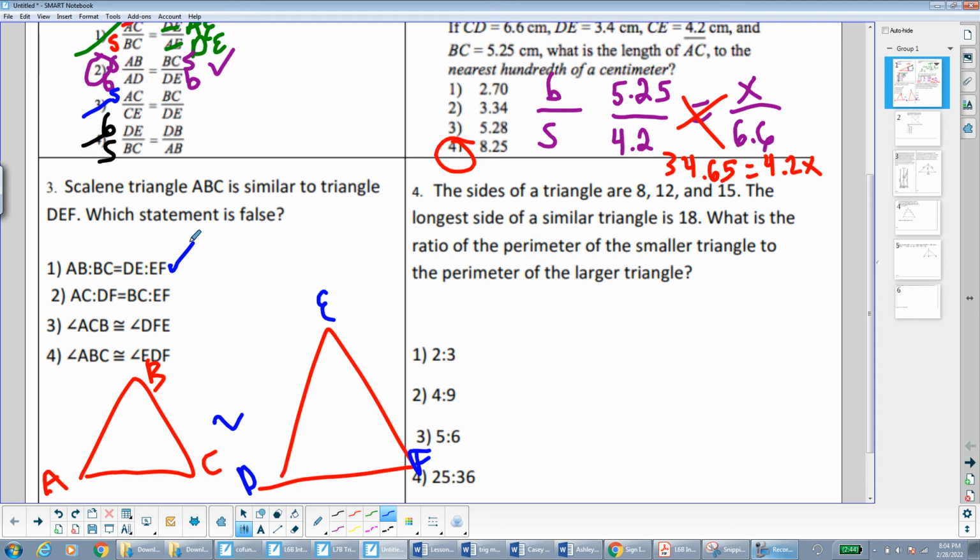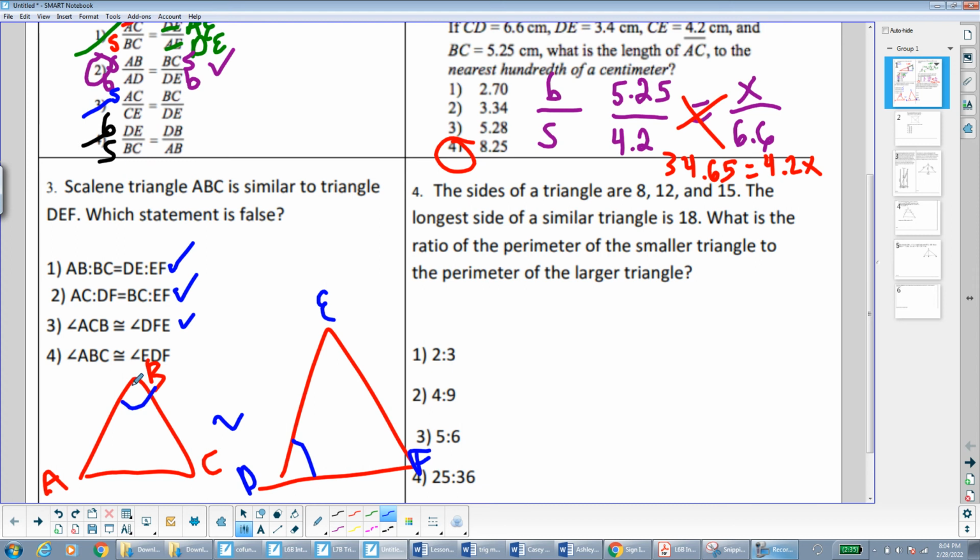2. AC, that's from this triangle over here, and DF, that is the corresponding side to AC from the other triangle, so that's good so far. Here we should have another side from the left-hand triangle and the corresponding side to it from the right-hand triangle. So we have BC, and that does correspond to EF, so that's all good as well. 3. Angle ACB, so that's this angle over here, is congruent to angle DFE. Well, that's true. These are corresponding angles in the similar triangles, so they are congruent to each other. It's a true statement.